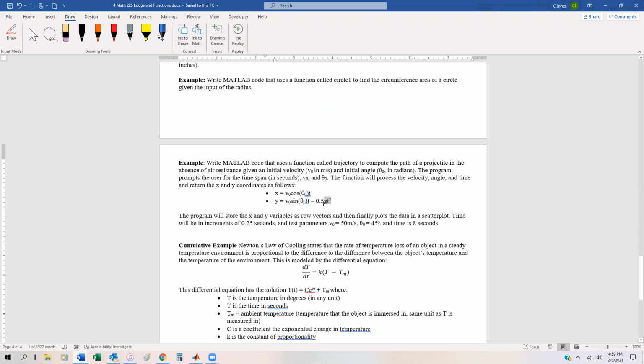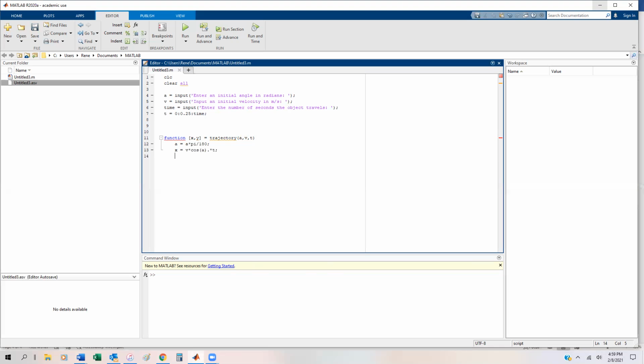We need to define what gravity is. And gravity is 9.81 meters per second squared. So when we do this, we're going to have a gravity constant, which is 9.81. And y is going to be equal to v times sine of a dot times t minus 1/2 of the gravity, dot times t dot square. All right, so now we have a y, and that's going to end our function.